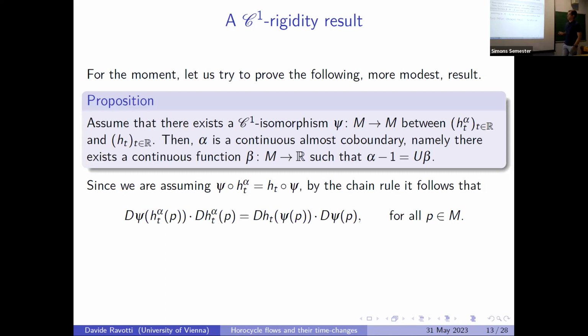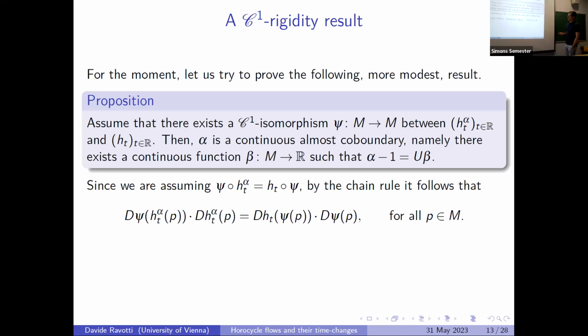I'm going to give the proof now. So assume that we are in this situation from earlier, so that there exists this psi that is a C1 map that conjugates the time change with the unperturbed flow. Since everything is smooth, I can take differentials. And by the chain rule, the differential of this right-hand side has to be equal to the differential of this left-hand side, that I can write as the differential of the time t map of the horocycle flow at the point psi of p times the differential of psi at p, has to be equal to the differential of the time t map of the time change flow times the differential of psi at the point h alpha t of p. Okay, so this is the relation that I have from my assumption, the conjugacy plus the fact that psi is C1.